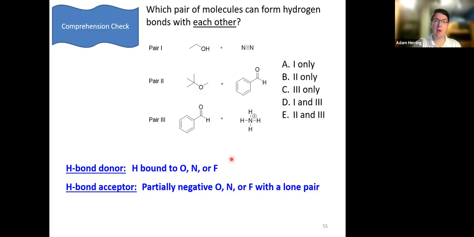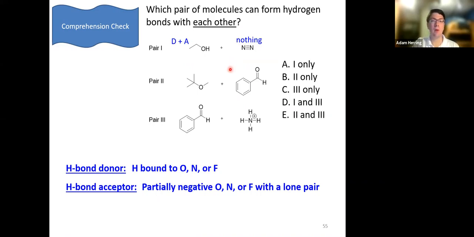Let's evaluate pair number 1. We have a donor and an acceptor. The donor is the hydrogen of the alcohol. The acceptor would be the lone pairs on the oxygen atom. However, the molecule on the right is neither. While we have nitrogens, and while they have a lone pair of electrons, they're not partially negative. This bond is nonpolar, and therefore it's not going to interact through a dipole-dipole interaction. And hydrogen bonding is just a specific version of a dipole-dipole interaction.